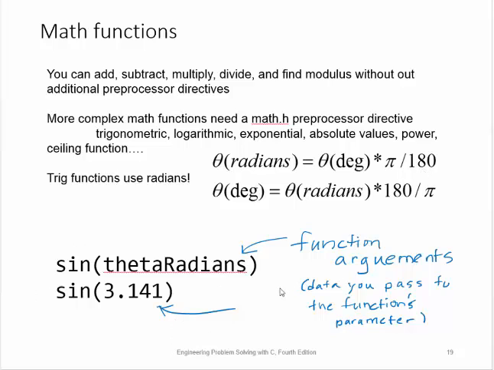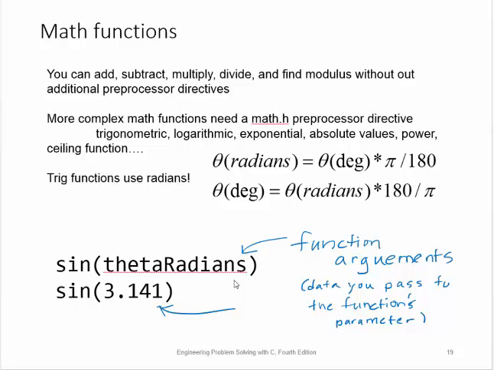If you're using the sine function in a program, like here I want to find the sine of theta radians, sine of, or here's sine of 3.141. This part of the function right here, the value that you're passing to the function for the function to evaluate, these are called the function arguments. Your book kind of loosely says that the stuff in the parentheses contains inputs to the function, which are called parameters or arguments. There is a difference between parameters and arguments.